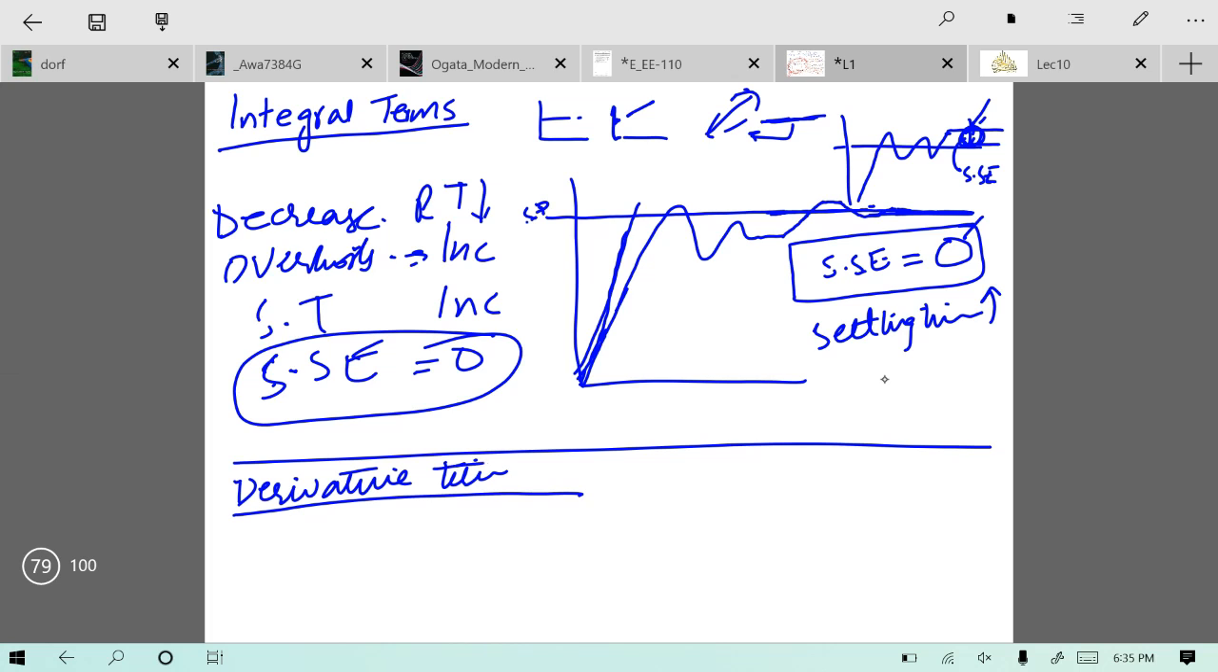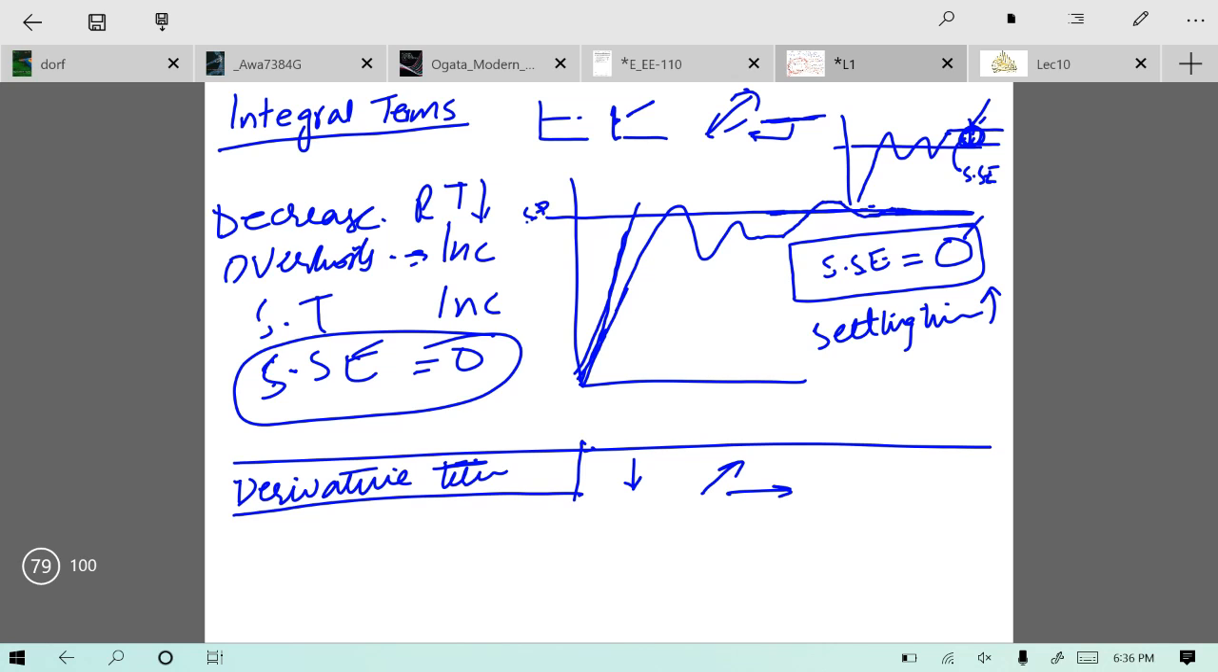Now what about the derivative term? The derivative term doesn't have any significant effect on your steady state error, but, in layman's language, it can calm down your response. It can decrease your overshoots because derivative has the property to make the slope a constant line. Whenever it opposes the rate of change.